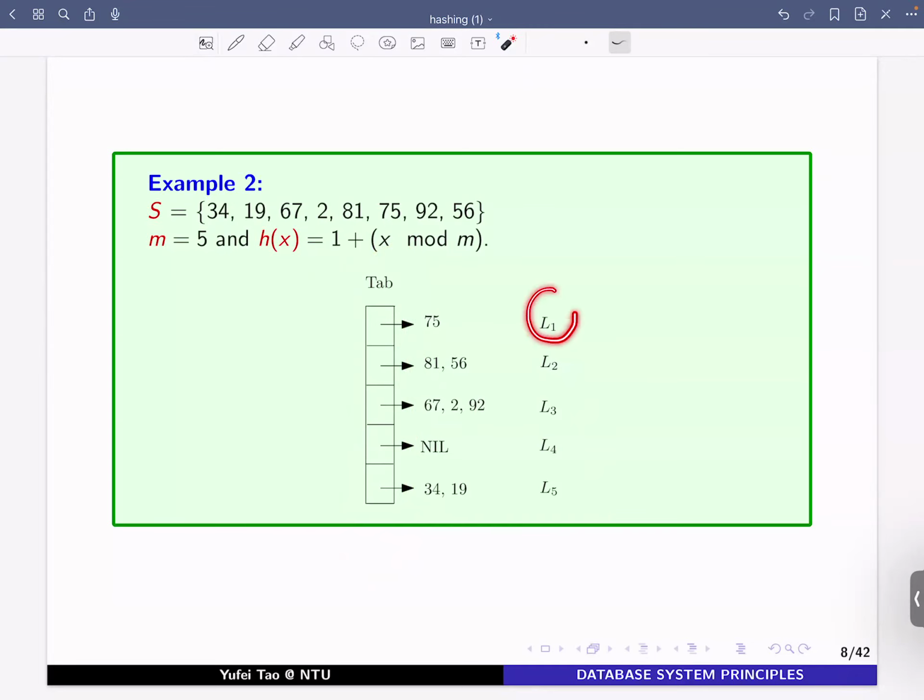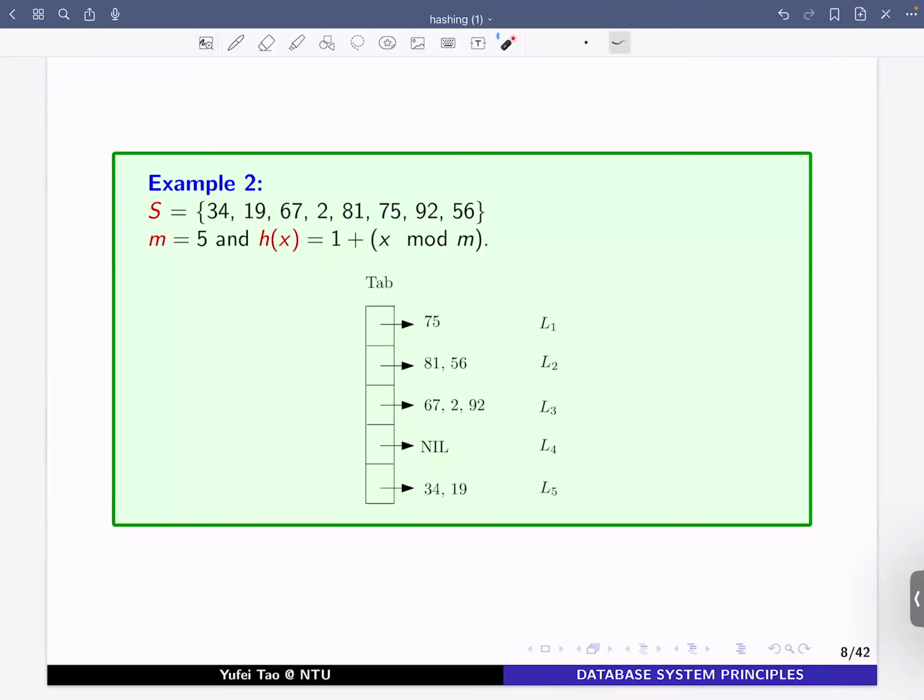For example, L1. If I ask what is the subset L1, then you should say, the subset contains only one element, that's 75. And how about bucket number 2? It contains 2 elements, which are 81 and 56, etc. And you can also have an empty bucket here. As you can see, there's nothing there.